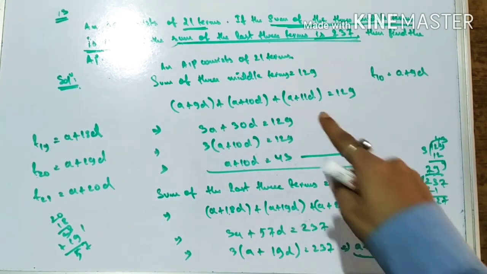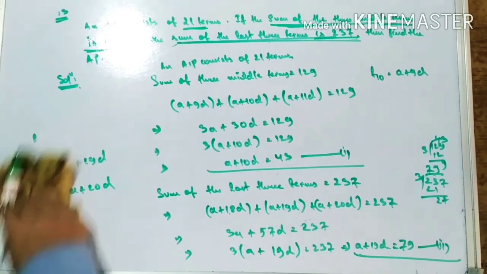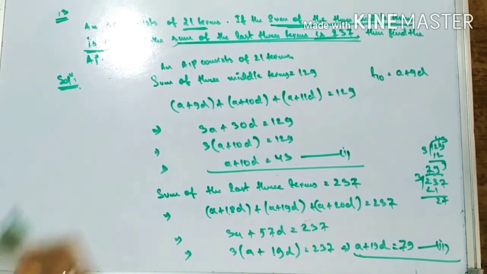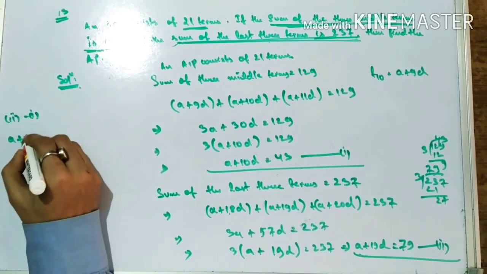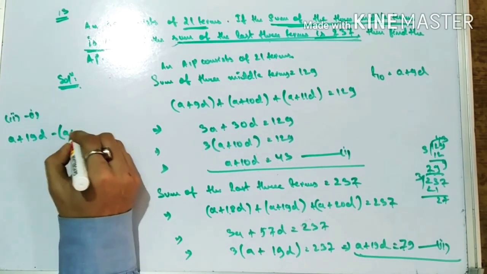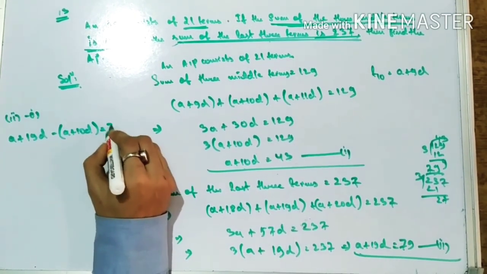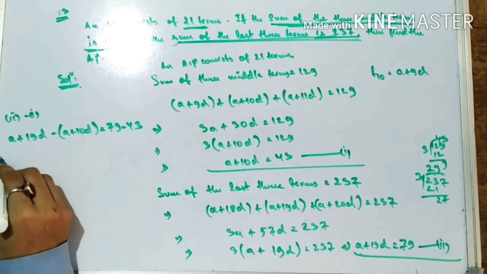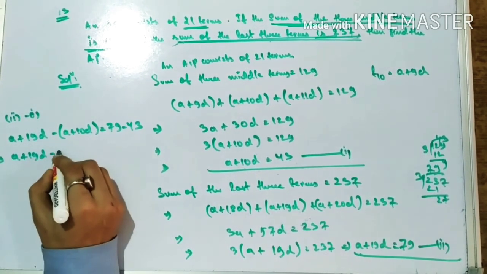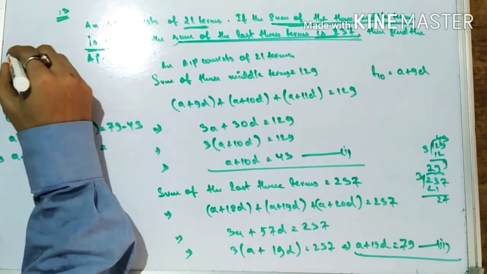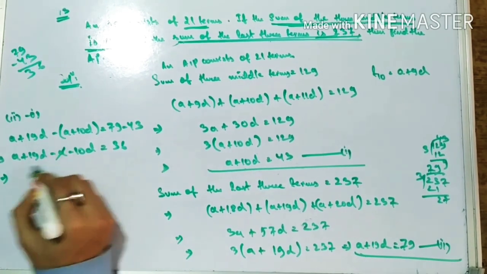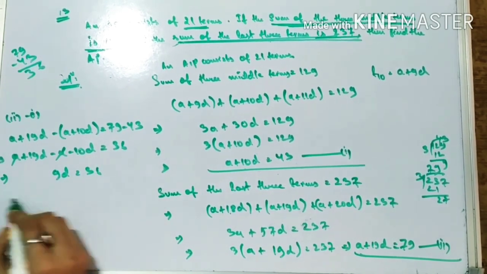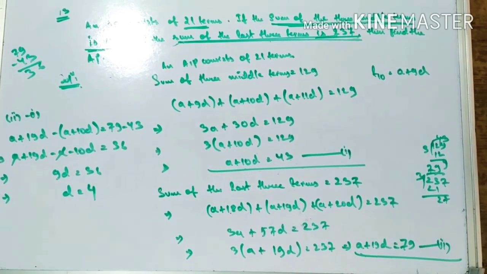Now what will I do? I will do equation 2 minus equation 1. So equation 2 minus equation 1: a plus 19d minus a minus 10d is equal to 79 minus 43. This is 36, and this gives 9d is equal to 36, and d is equal to 4. Okay, d is equal to 4 I will get.